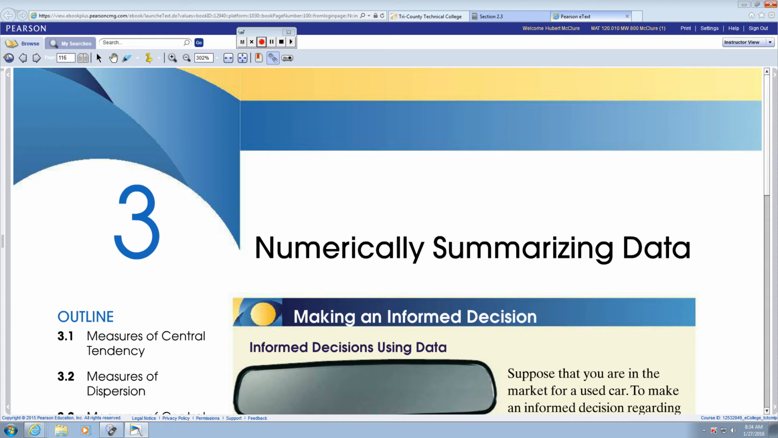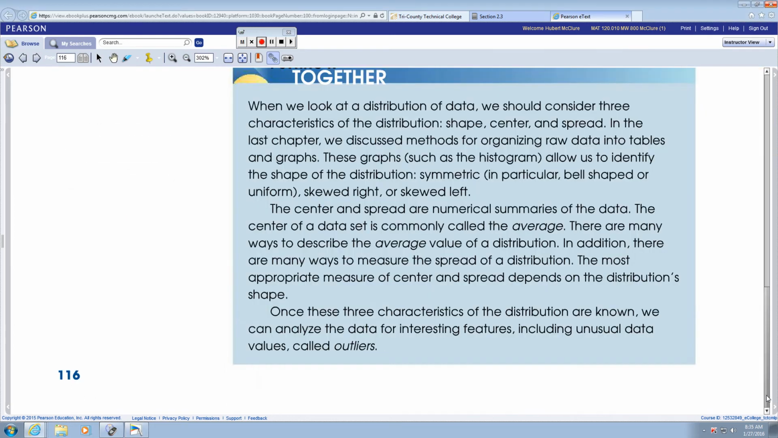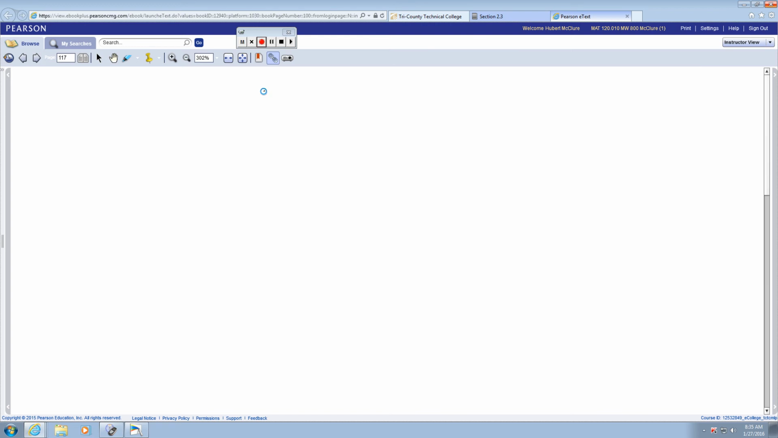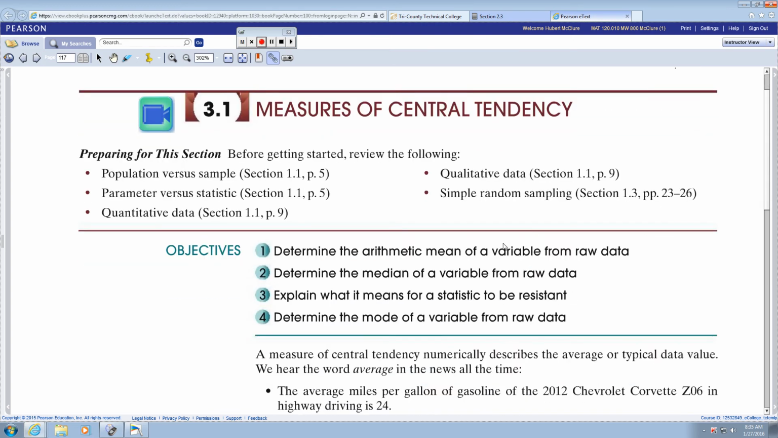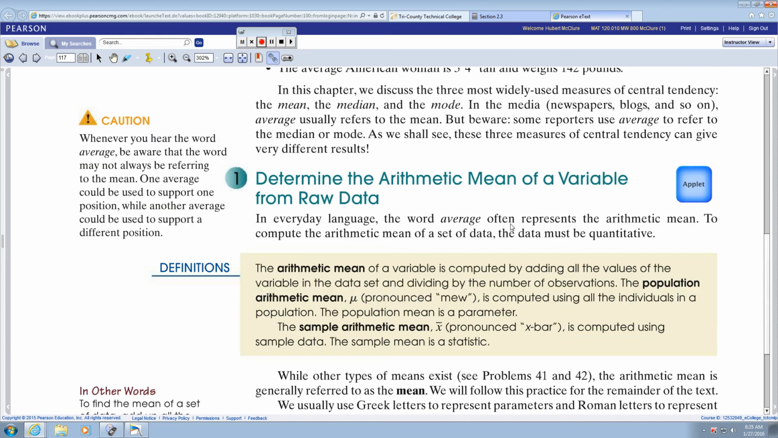So I'm trying to find my way around here. I'm not used to this book. I've got to make sure.